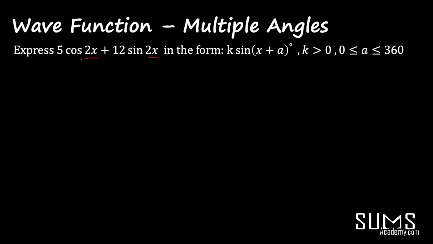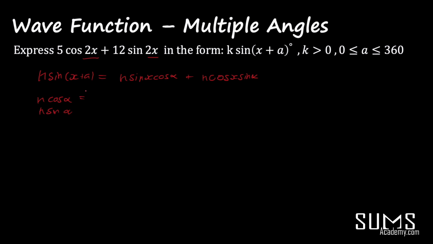So you might be thinking, oh god, I've got a 2x here when I'm used to having an x. What do I do now? Well, the good thing is it's almost so similar that it's confusing. Literally just this exact same process. So this becomes k sine x plus a is equal to k sine x cos alpha plus k cos x sine alpha. Then you want to think about your coefficients.